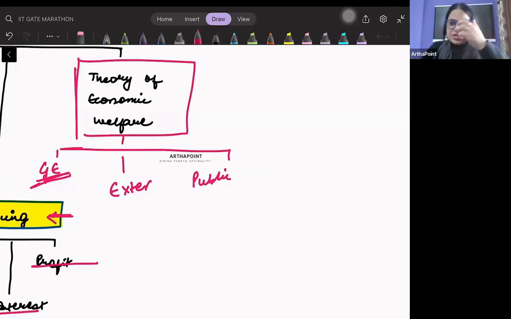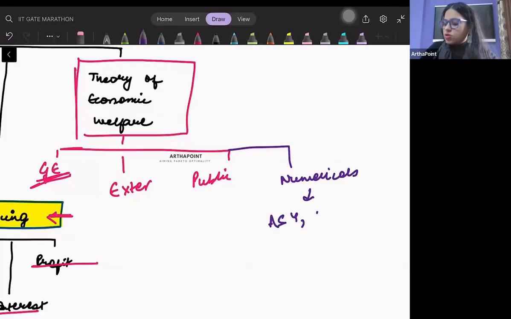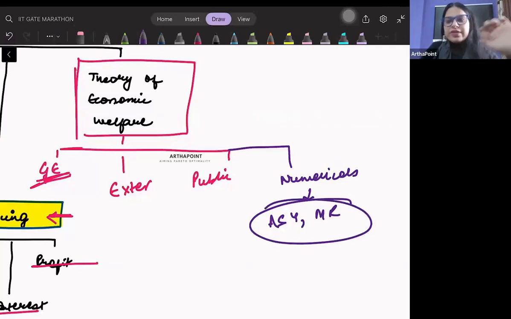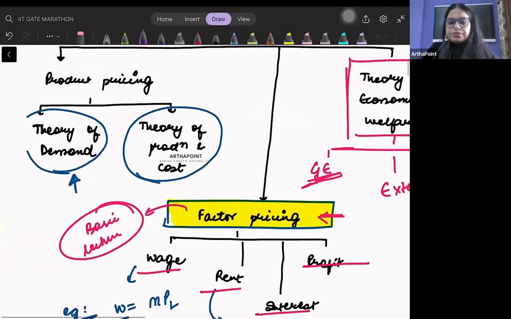बहुत rare chance है, but they may go ahead and they may ask you a numerical very rarely, but I will do 2-3 numericals on this. They may ask you numerical on asymmetric information or moral hazard. But whatever is important from this numerical side, I will show that to you. मैं आपको बताऊंगी कि कौन से numerical हमको यहाँ पर करने.